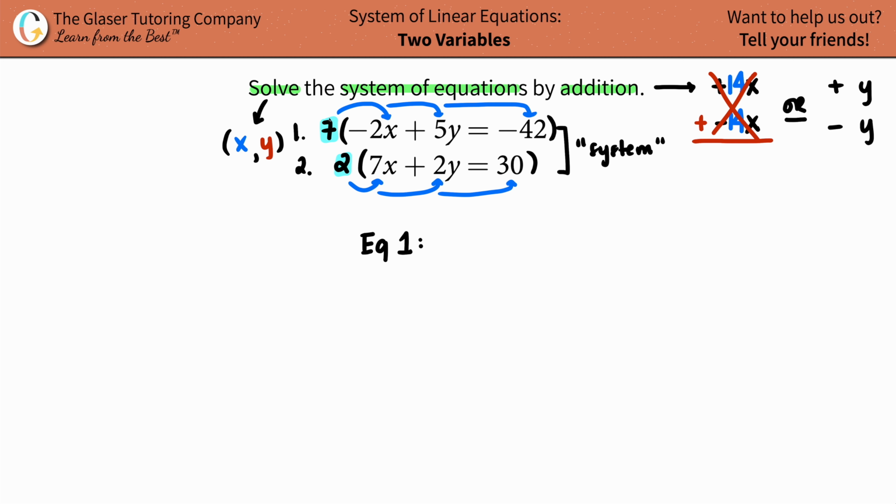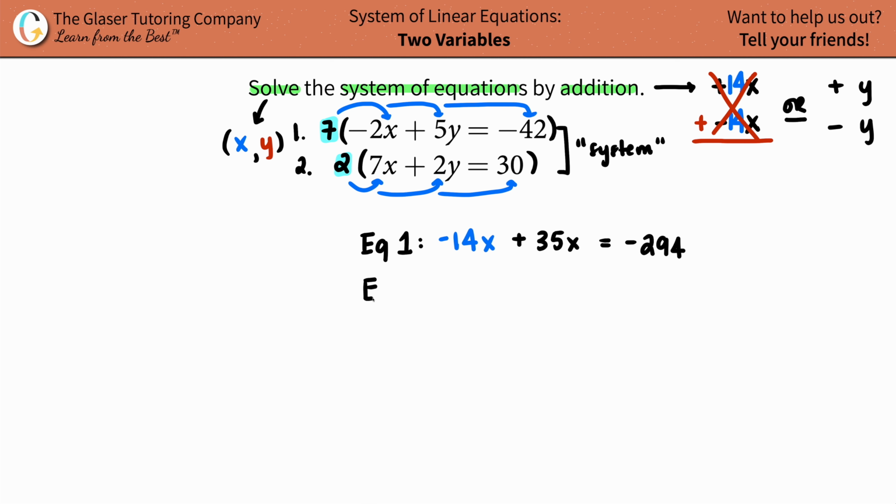Equation 1: 7 times negative 2 is negative 14x. 7 times 5 is 35, so we got that. And then 7 times negative 42. Bringing out the old school math, right? Negative 42 times 7, let's see. 7 times 2 is 14... so negative 294. Or, you could just plug it into a calculator.